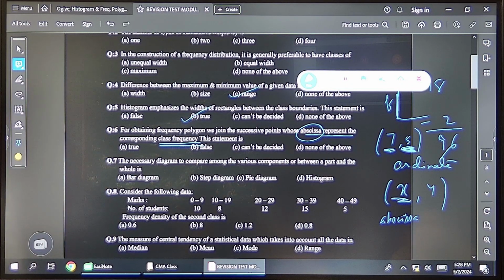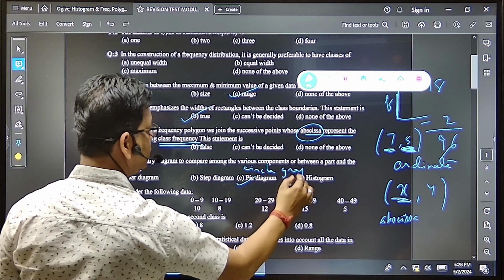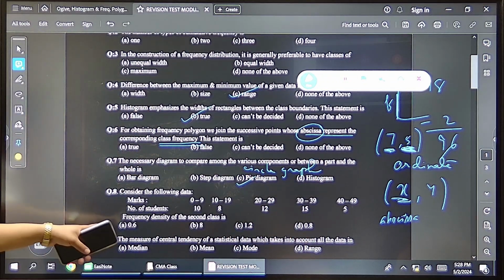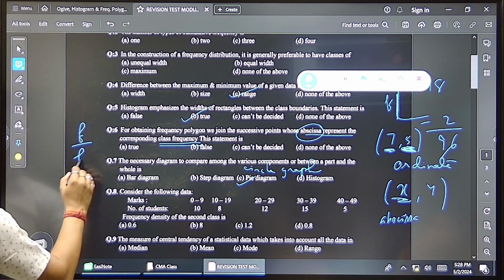Next one. This one I explained. It is the pie diagram. It is also called a circle graph. Same thing. Now, since you did not know the frequency density definition, you could not do this. So frequency density is f by h.